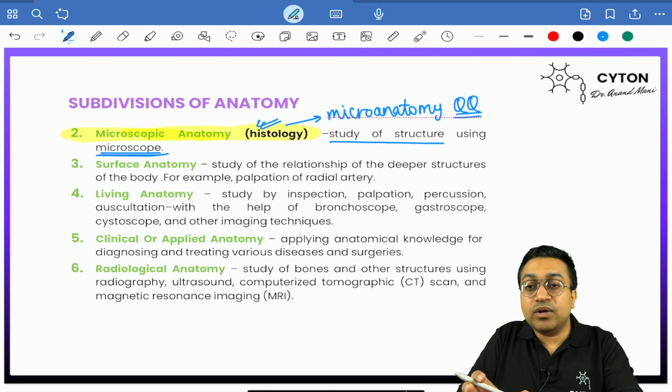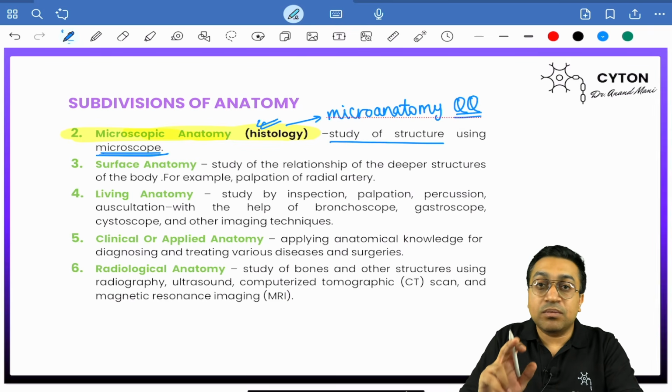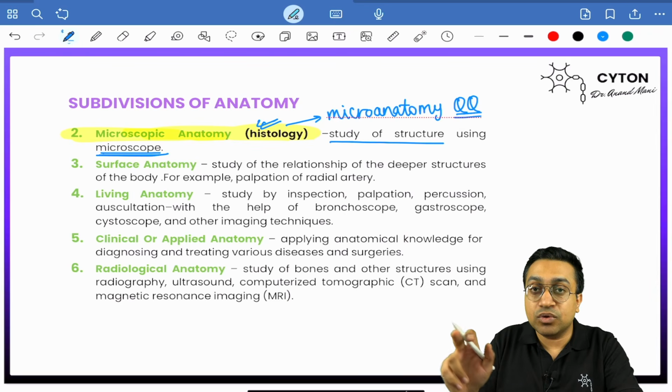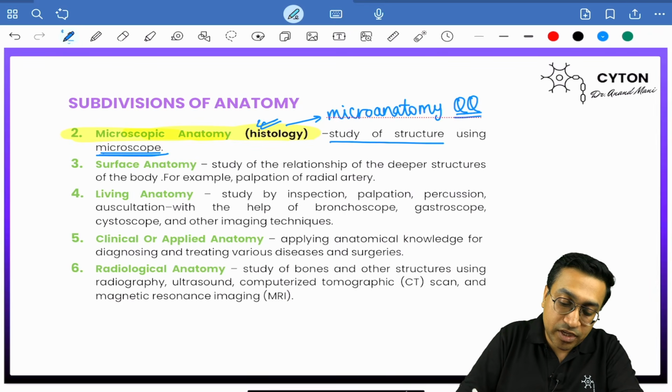So you should understand what is microanatomy. Microanatomy means the histology. We are not asking you the gross. Okay, so there you should be paying attention.